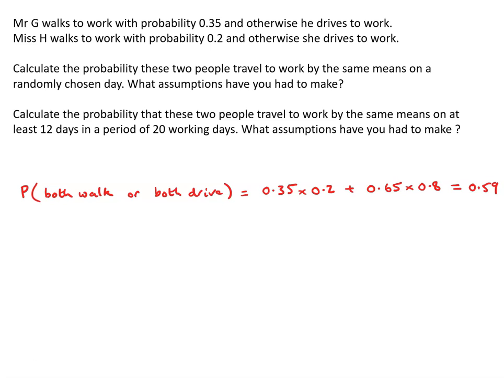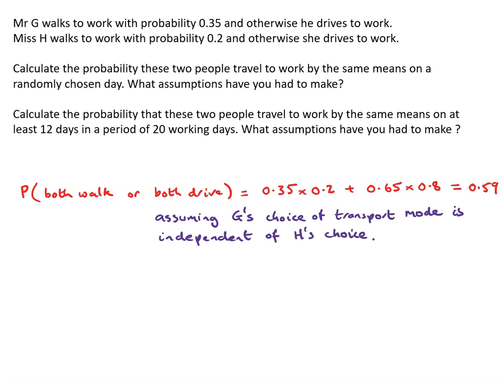To get that answer, we had to assume that Mr. G's choice of transport was independent of Miss H's choice of transport. That may be quite a drastic assumption, because in all likelihood there might be a background factor like the weather affecting that choice, and it might well be that Mr. G and Miss H are likely to drive to work if the weather is poor. So they might well not be independent.